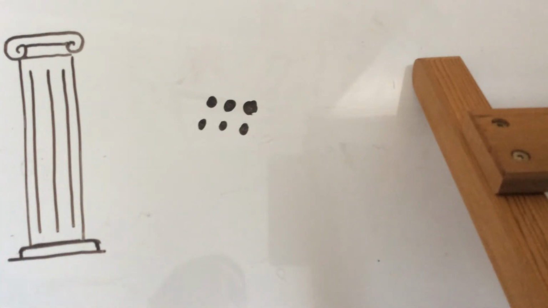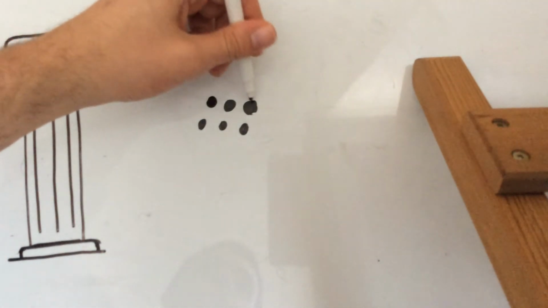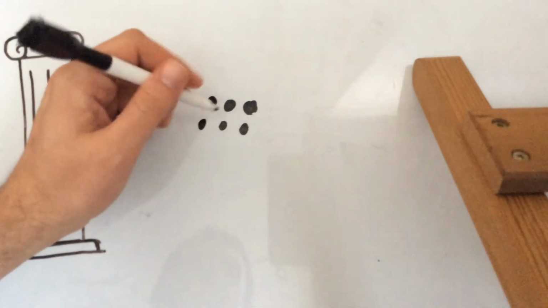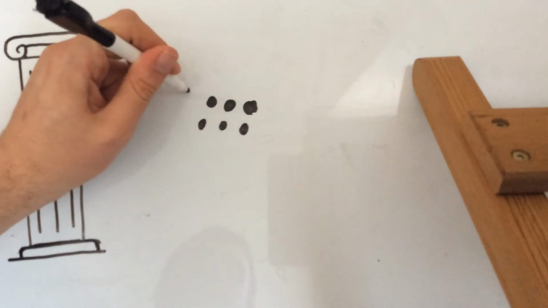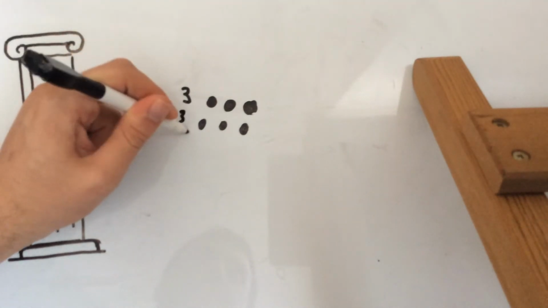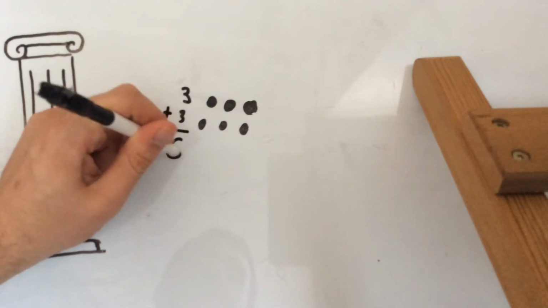Before I counted 6 in my arrangement. I can still count 6 here. 1, 2, 3, 4, 5, 6. Three plus 3. It's 6.